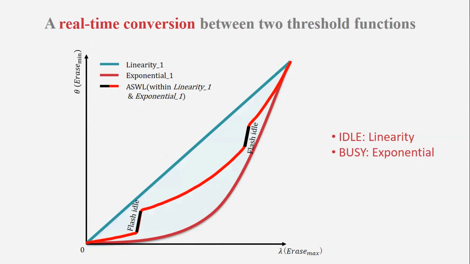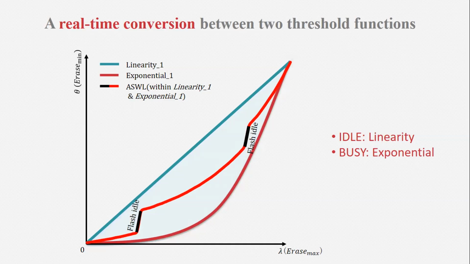The linearity threshold function can ensure an approximate evenness of erase distribution and relatively constant I/O responsiveness. The exponential function can reduce many unnecessary wear leveling operations. For example, our proposal adaptively selects the threshold function from linearity 1 and exponential 1.